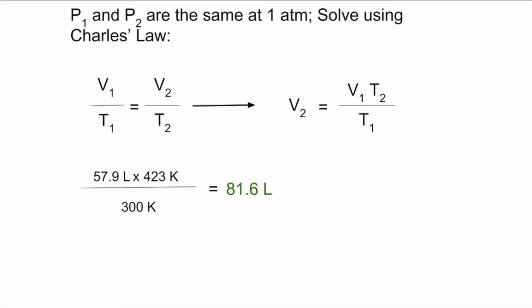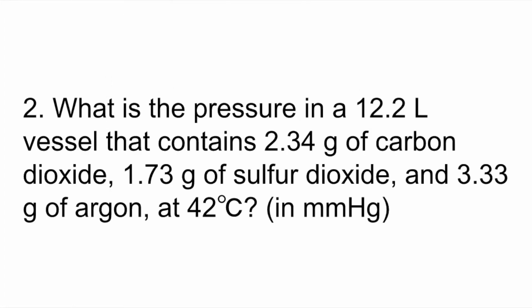Since the original pressure and the final pressure are the same at 1 atm, we can solve the problem using Charles's law. I set the equation in terms of the new volume. Now, the new volume is equal to the original volume times the new temperature divided by the original temperature. If we plug in our values into the equation, that gives us 57.9 liters times 423 kelvins divided by 300 kelvins, and that gives us 81.6 liters.